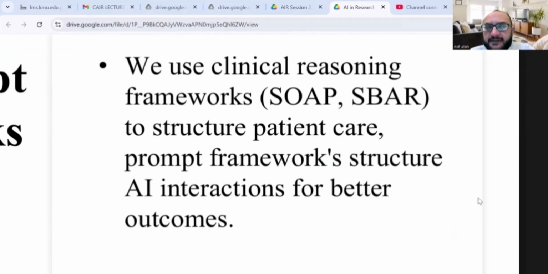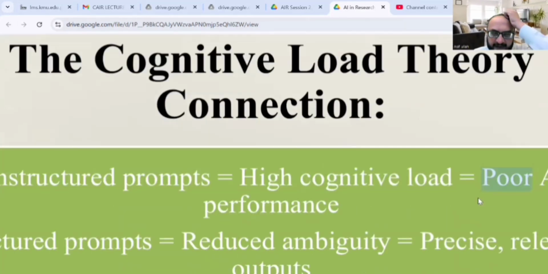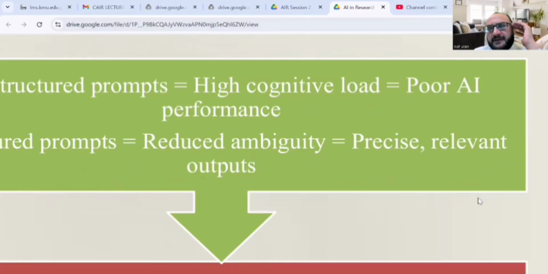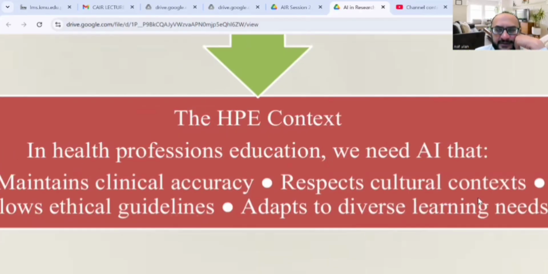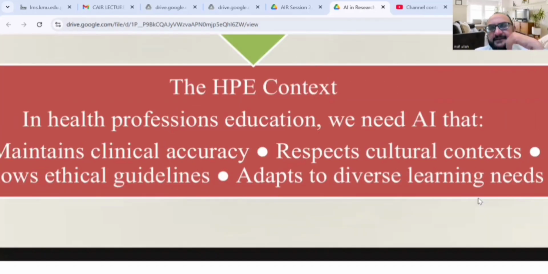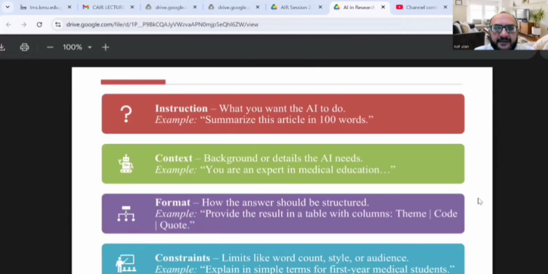Clinical frameworks like SOAP and SBAR structure patient care; prompt frameworks structure AI interactions for better outcomes. The cognitive load theory applies here: unstructured prompts lead to high cognitive load and poor AI performance, while structured prompts reduce ambiguity and give precise, relevant outputs. In professional education, we need AI that maintains clinical accuracy, respects cultural contexts, follows ethical guidelines, and adapts to diverse learning needs. What are the key elements of a prompt?